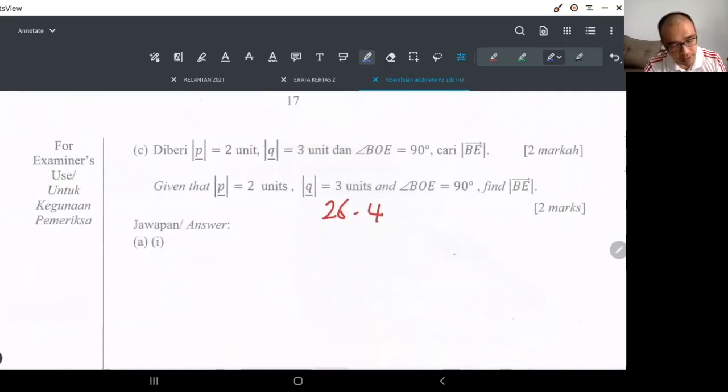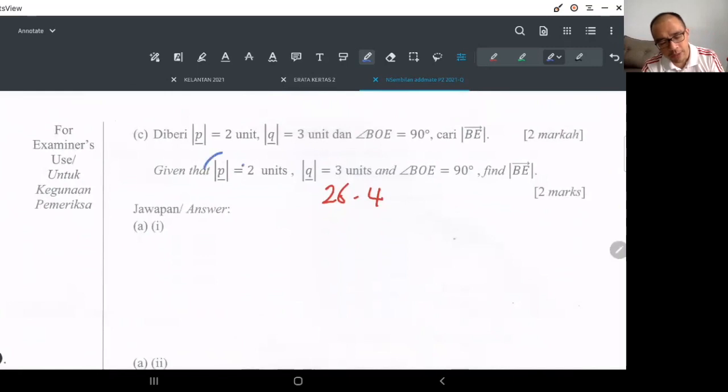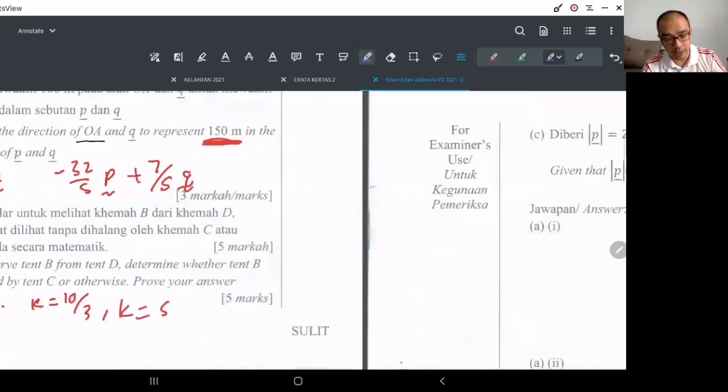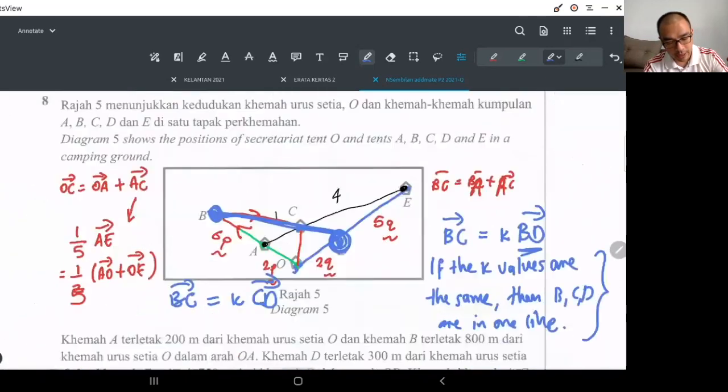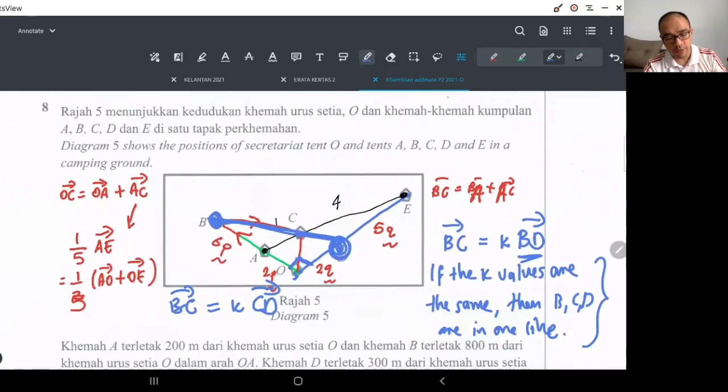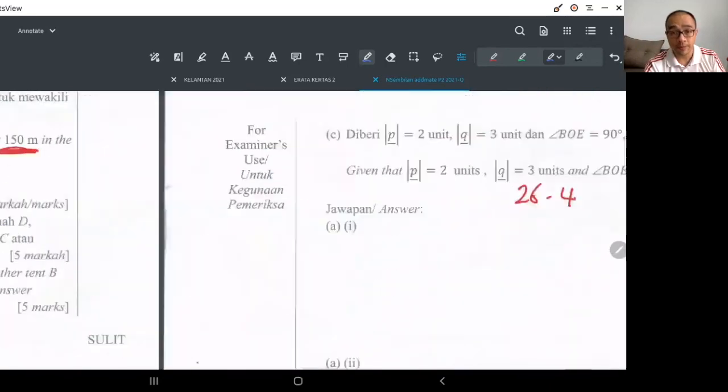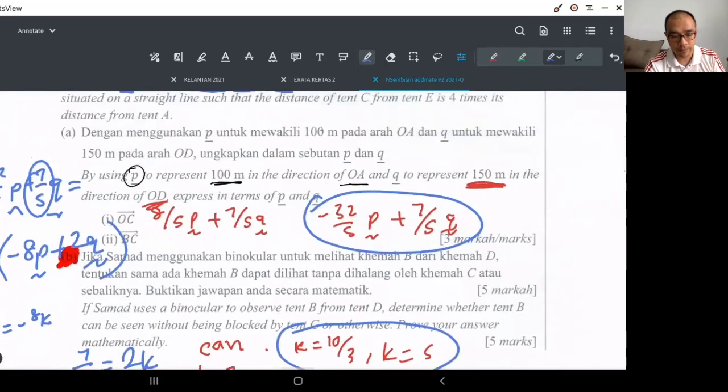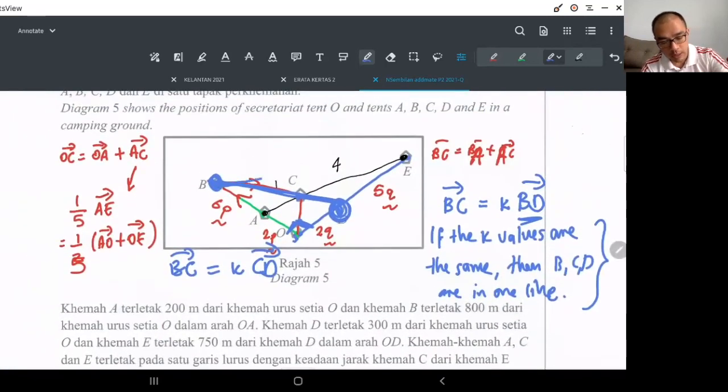Question C: given that the magnitude of P is 2 units, the magnitude of Q is 3 units, and angle BOE is 90 degrees, find the magnitude of BE. So you're given that this is 90 degrees. Find the magnitude of BE, which is this. Since this is 90 degrees, obviously BE is the hypotenuse. This is quite simple. This is 7Q, and this whole thing is 8P.